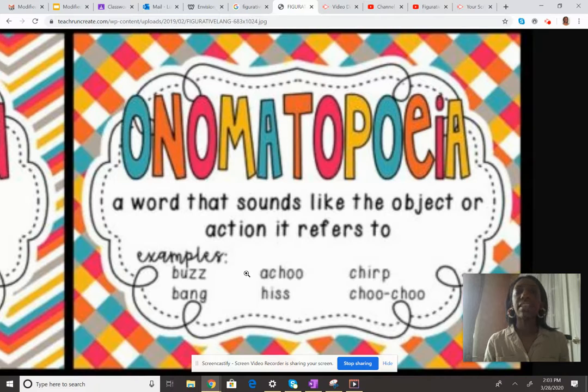Achoo. That's an example of someone sneezing, that sound. Okay. Chirp. A bird chirping. That sound. Bang refers to a loud noise. Hiss. That hissing sound that a snake makes as it's slithering through the grass or something. And last but not least, choo choo. That is the sound that a train makes.